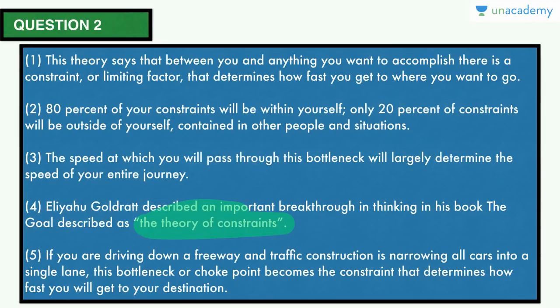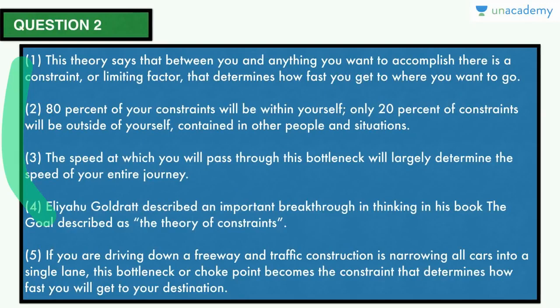I've studied this in the course production and operations management. So constraint management is a topic I've studied. I know his theory that you need to focus on the bottleneck. The speed at which you will pass through the bottleneck will largely determine the speed of your entire journey, of course. Would you want to start off with sentence 4? Eliyahu Goldratt described an important breakthrough in thinking in his book, The Goal, described as the theory of constraints. So straight away you can go to 1, can't you?